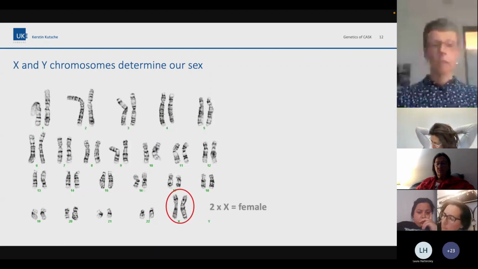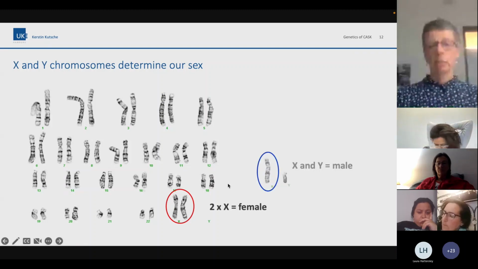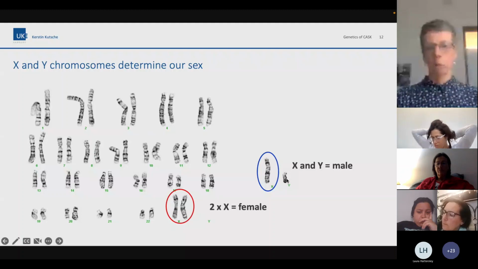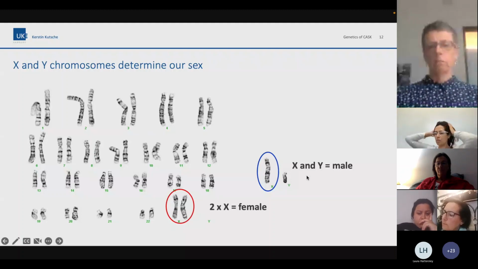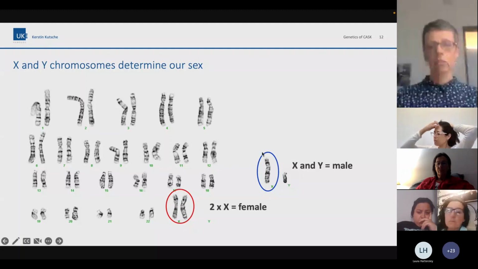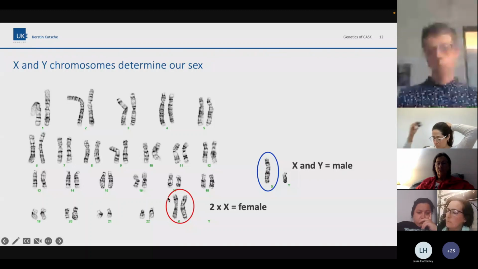And for females, it's the X chromosome. We have 2 X chromosomes which are responsible that we are females. And for the males, we have a different combination. This is the X and Y combination. So you know that males and boys have only 1 X chromosome, while girls and females have 2 X chromosomes.